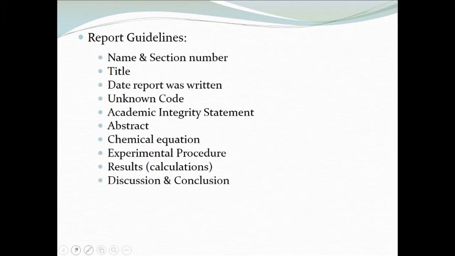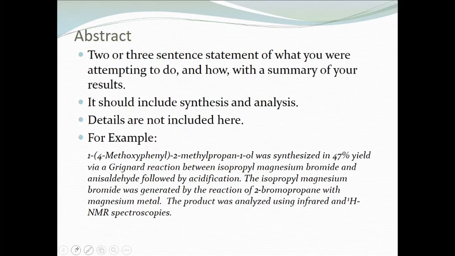So same guidelines as before: name, date, section number, unknown code. Don't forget to put which unknown you're assigned. Academic integrity statement. Abstract. The abstract is a short statement of what you are attempting to do, very briefly how you're doing it, and a summary of your results, and of course how you achieved or determined those results. An example is written below.